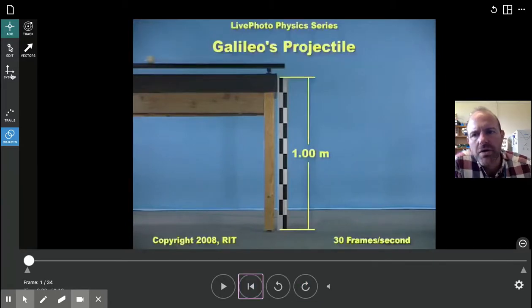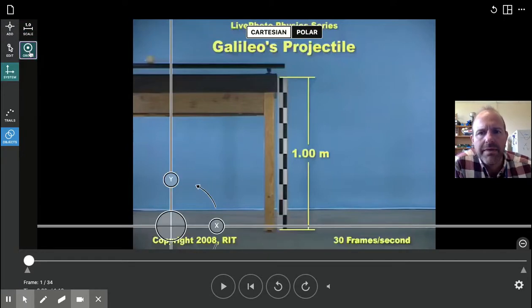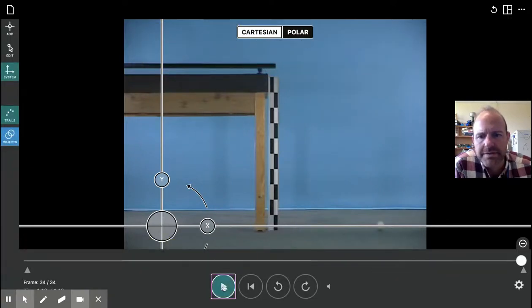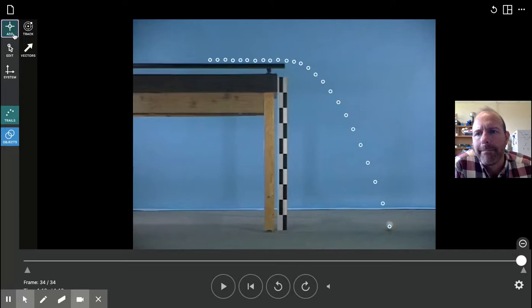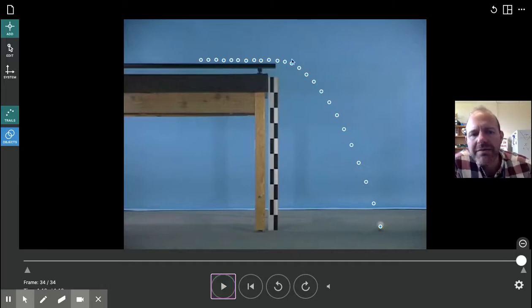I've also set the scale. This is 1 meter here, and the origin. So the X is the horizontal direction, positive X is to the right, and positive Y is up. So we've done all of that. And I can turn on tracking of this and go ahead and see it. And this is the path it takes, right? So once we have that information, there's a lot of things we could do.